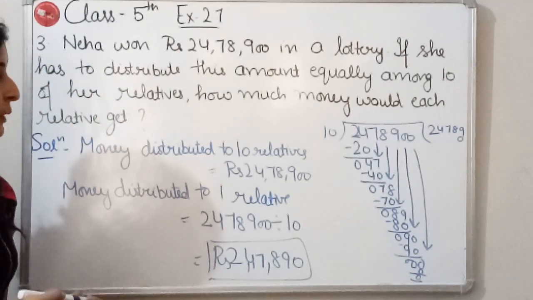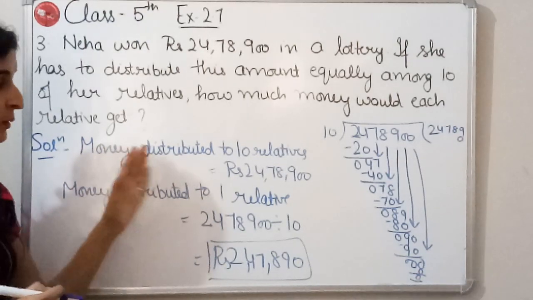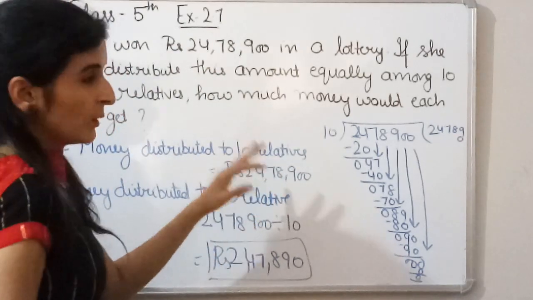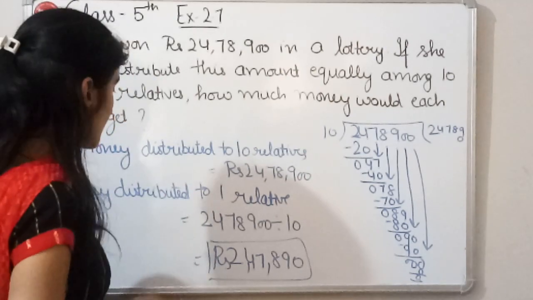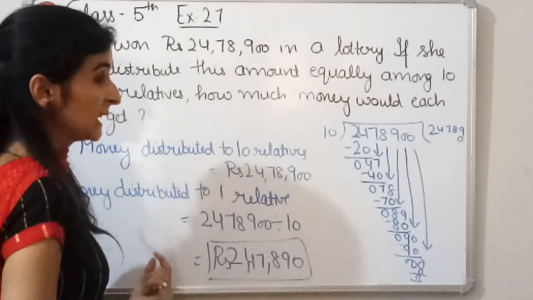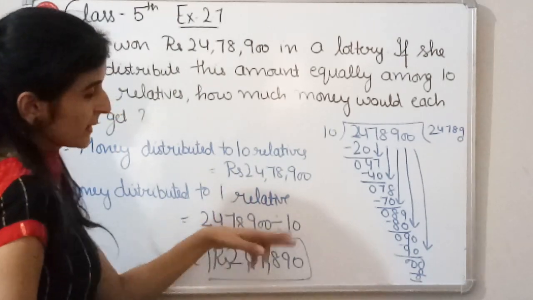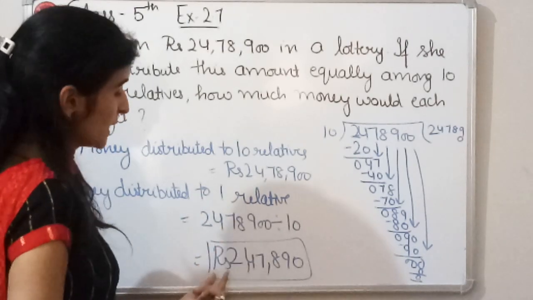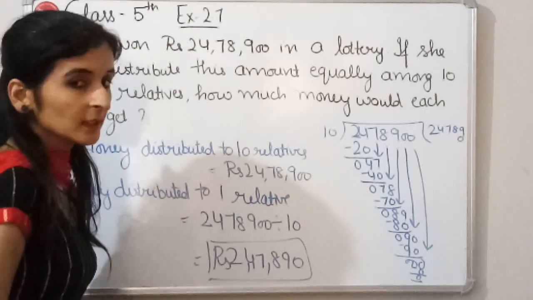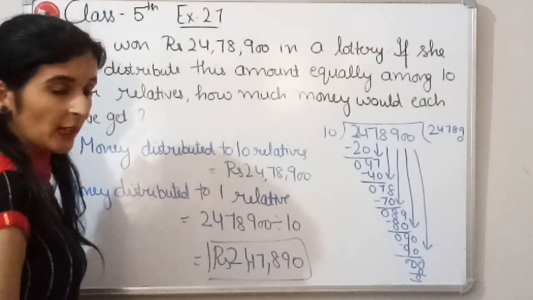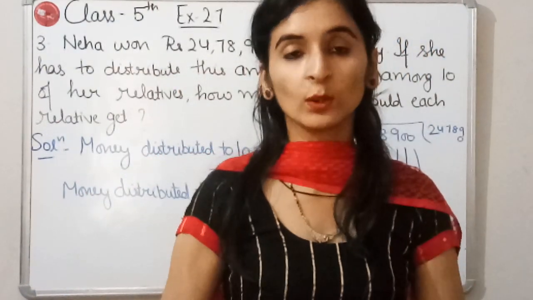Fine. So in the question we were given the total amount she has to distribute to 10 relatives, that was rupees 24,78,900 and we had to find out the money she has to give to one relative will be this divided by 10 and after dividing we have got rupees 2,47,890 for each relative. Fine. So children, question number 1 to 3 we have done in this video.